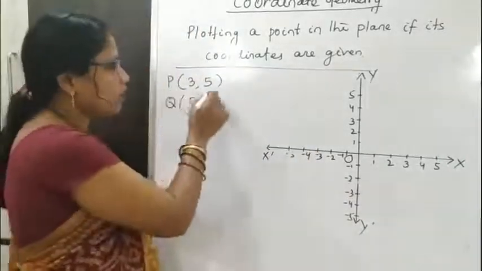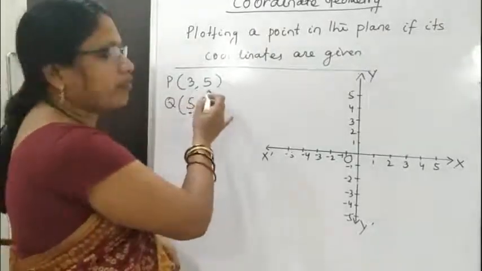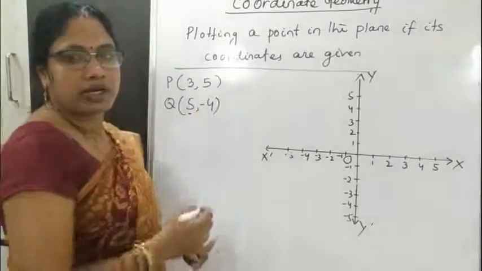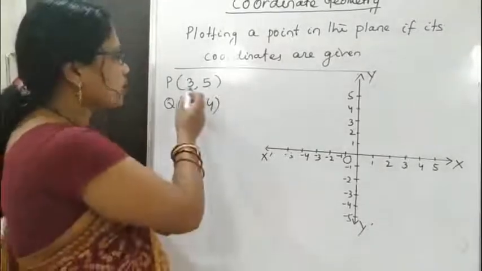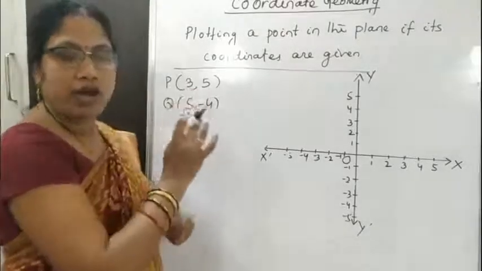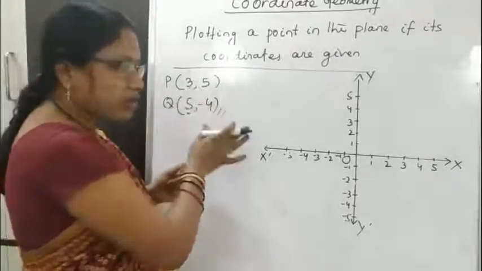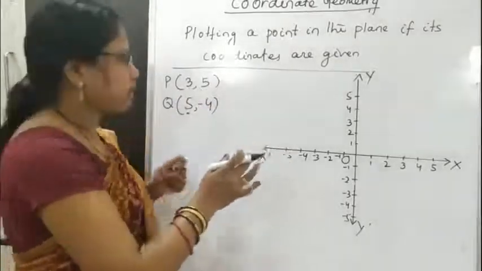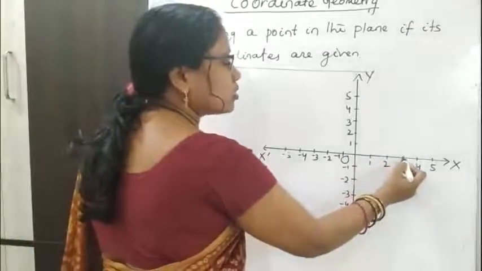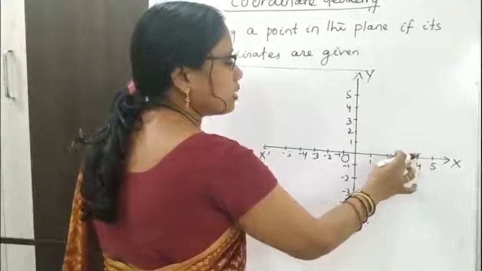So here is a point we have to plot, P, whose coordinates are 3 and 5. The x coordinate is 3 and y coordinate is 5. So x coordinate is 3 means the distance of that point from y-axis is 3 units. So this is along the x-axis towards positive direction. So here we will take 1, 2, 3. Let this point be A.